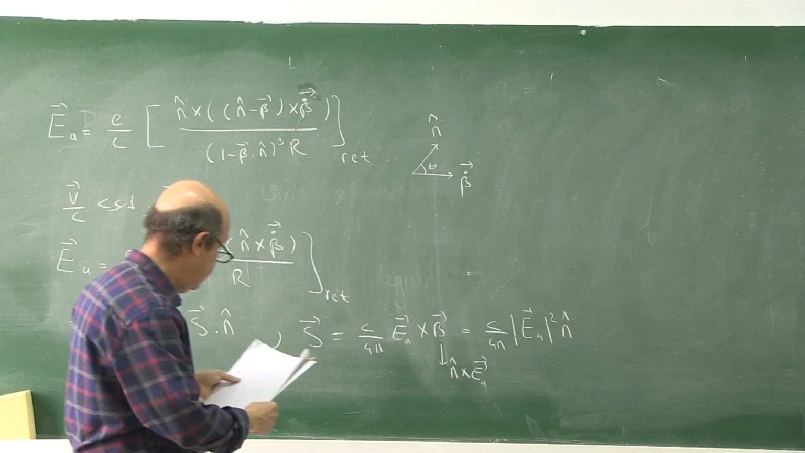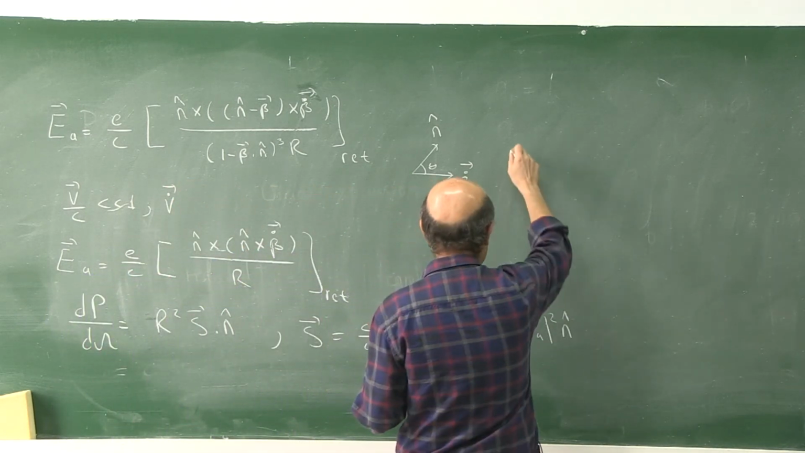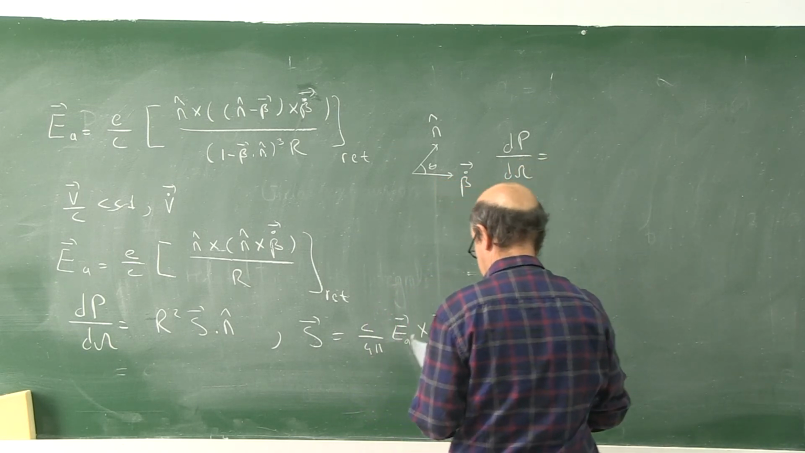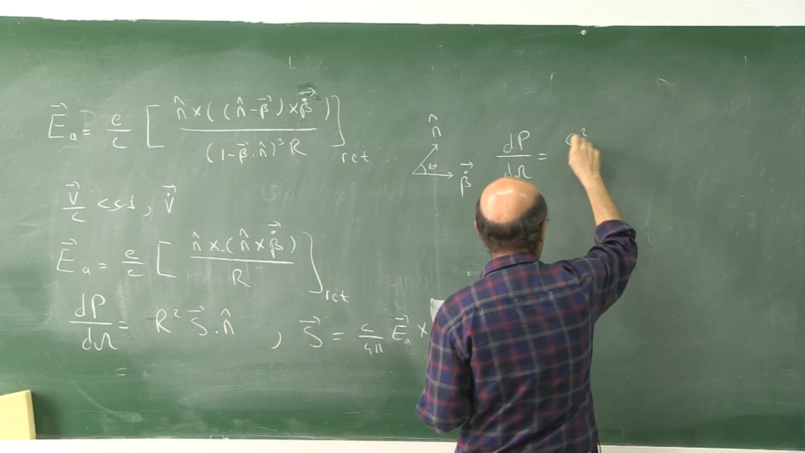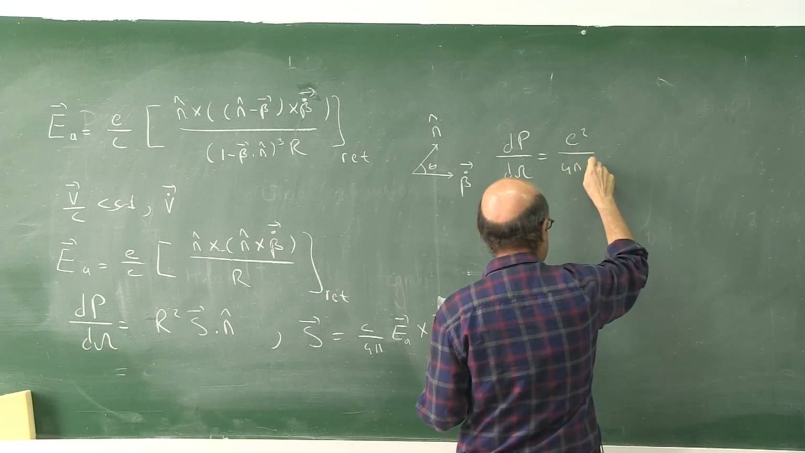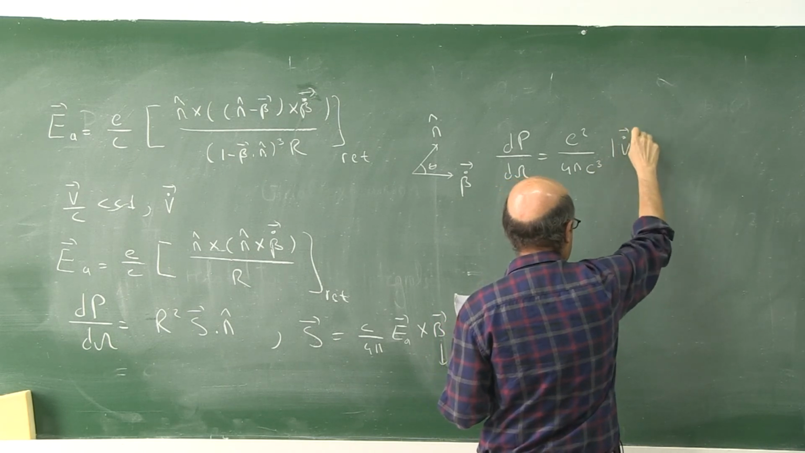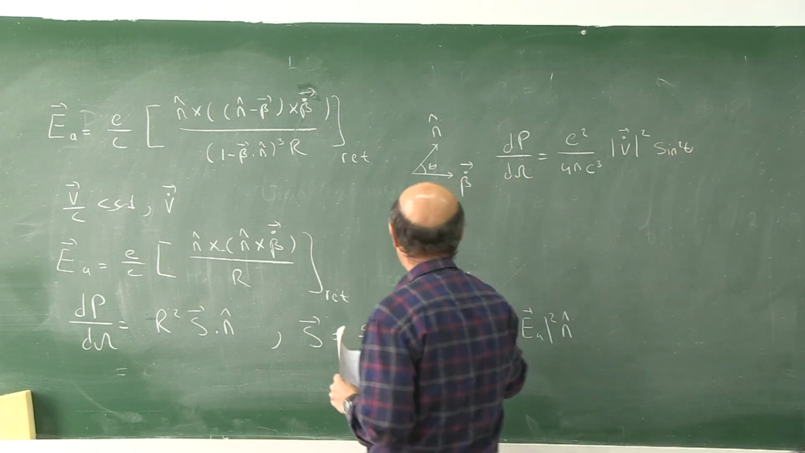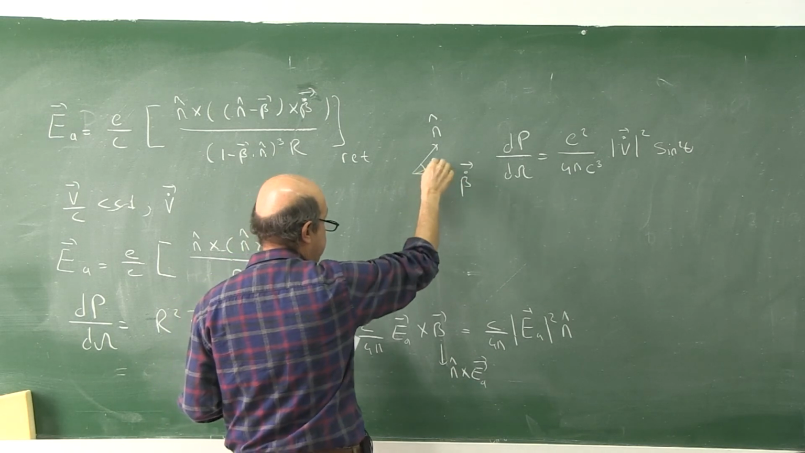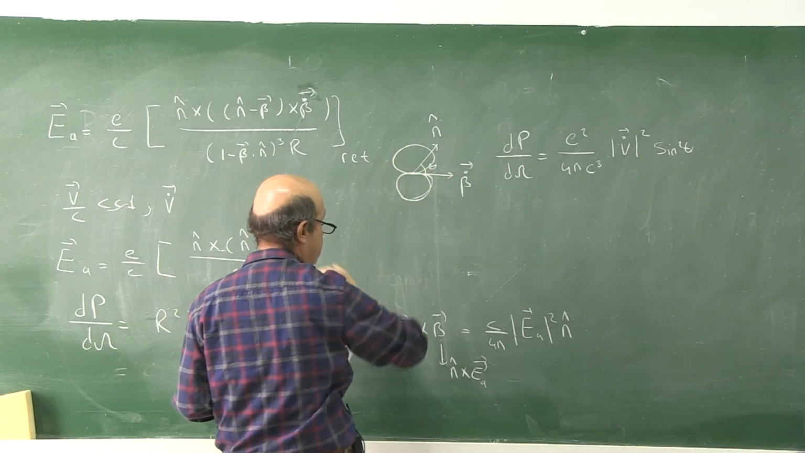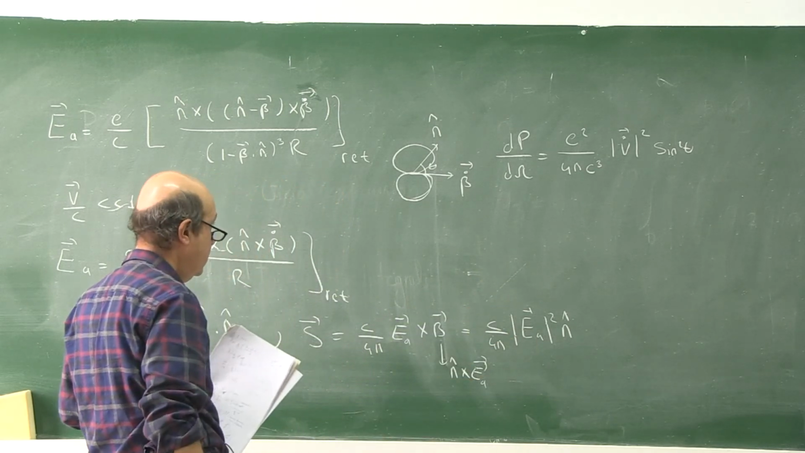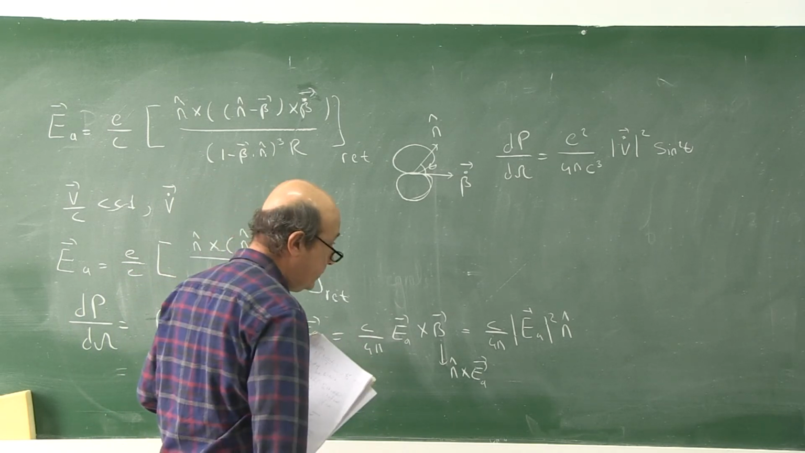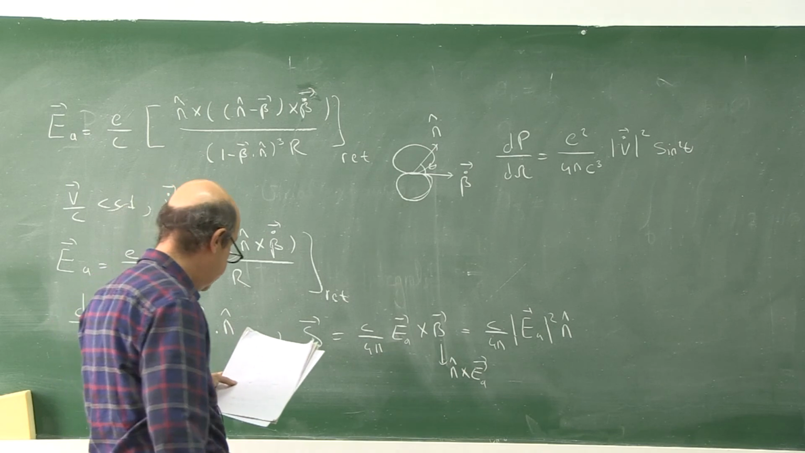Then the total power emitted per solid angle could be written as e squared over 4 pi c cubed times the square of the acceleration times sine squared theta. That means that if there is an acceleration, the fields are dipole fields. Along the direction of the acceleration there is no field, but the field is maximum at 90 degrees. This situation will change if the charge is accelerating relativistically.